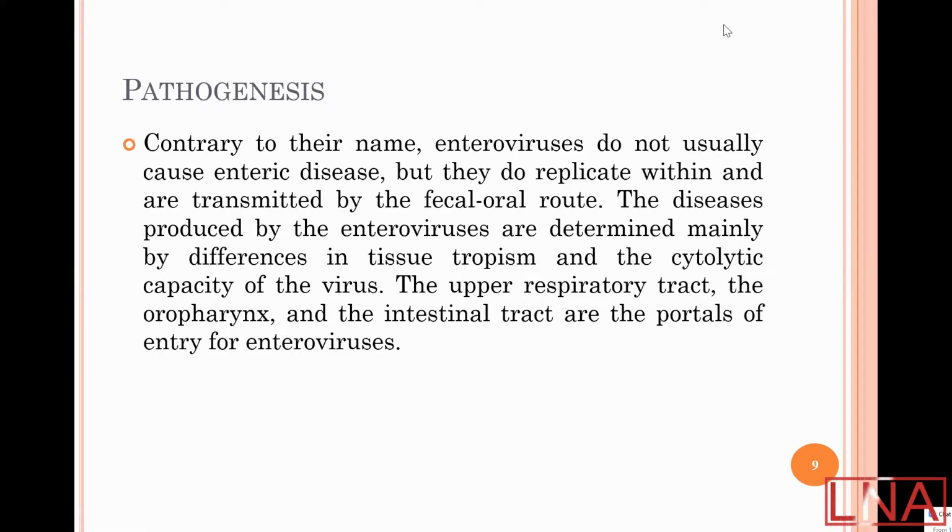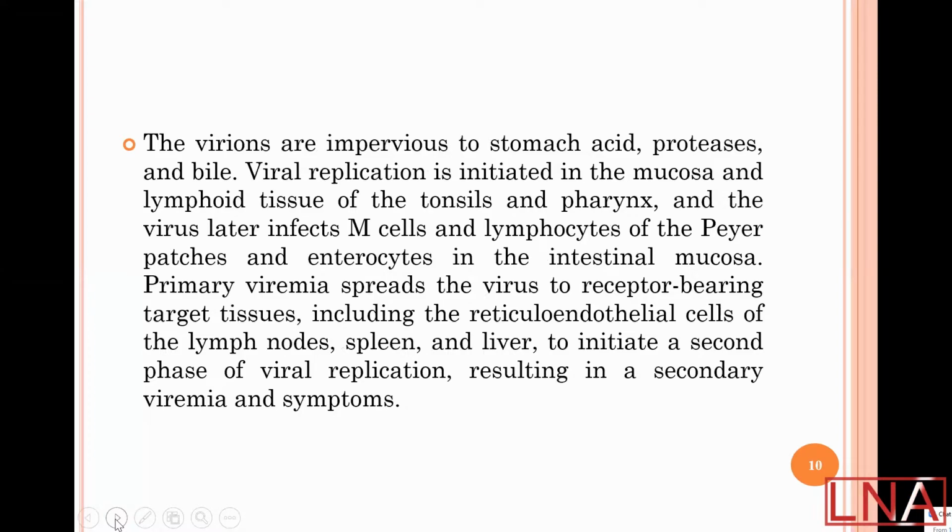But usually they do not cause symptoms in those organs and tissues. The virions are impervious to stomach acids, proteases, and bile, so they are not very sensitive and can pass through these barriers. Viral replication is initiated in the mucosa, as I said, and also in the lymphoid tissue of the tonsils and pharynx, and the virus later infects M cells and the lymphocytes of the Peyer's patches. Usually enterocytes in the intestinal mucosa are the primary cells for replication.